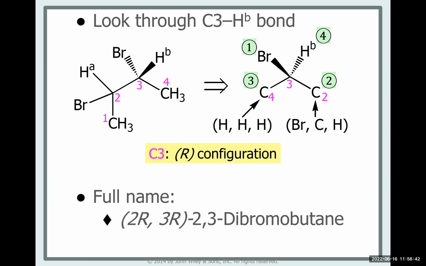So the 2 and the 3 denote on which carbon in the parent chain it's in. And then R or S, obviously, you would assign that. And then the rest of the name would be the same.